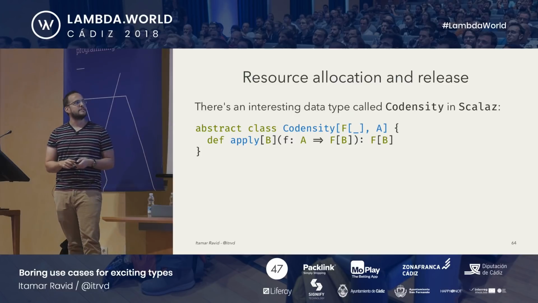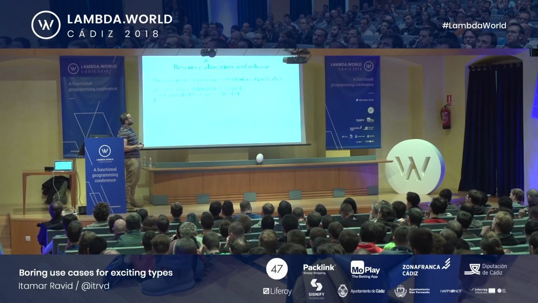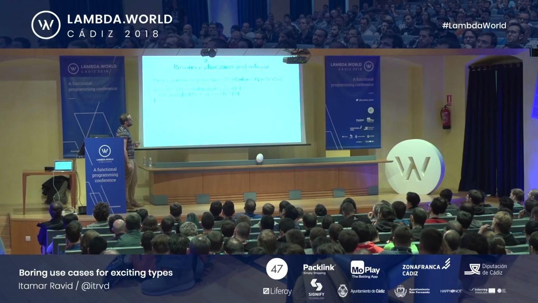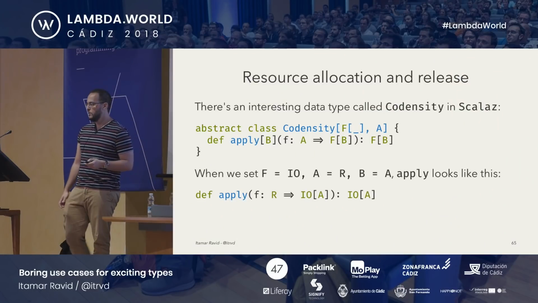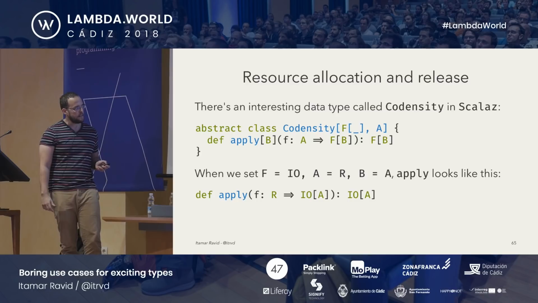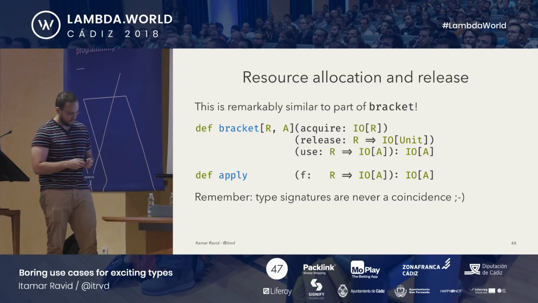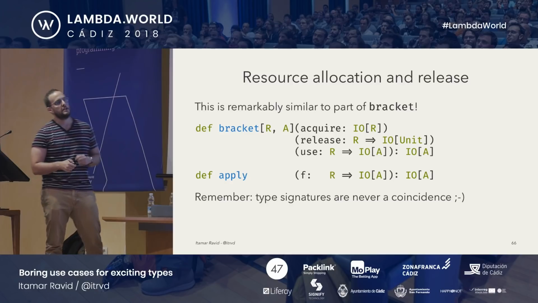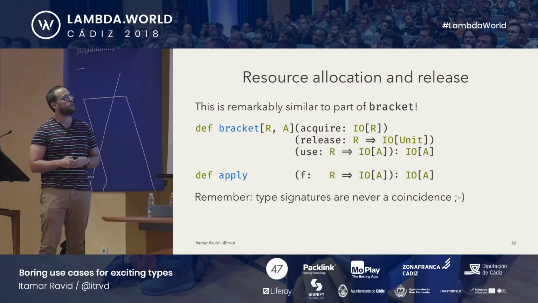Codensity is a highly abstract data type that is going to be very useful for our situation. It has an apply function that takes a function, given an A, returns an F of B, and then returns an F of B. If we set F to be IO, A to be R, and B to be A, apply looks like this. And this function right here is suspiciously similar to part of bracket, right? So the apply function from codensity here is exactly the same as this little part of the bracket operation. And remember, type signatures are never a coincidence, especially when you're working with purely functional programming.